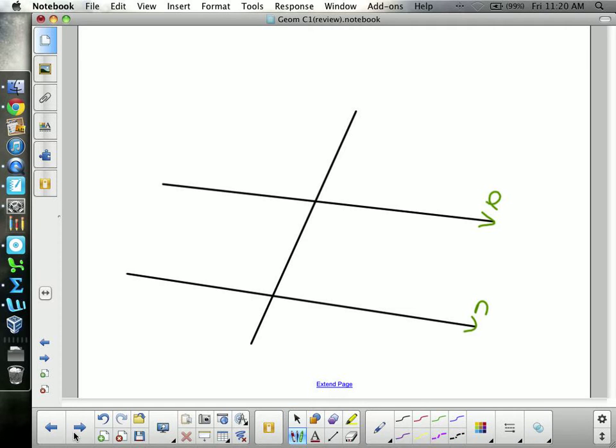I'm going to give you a couple of variable expressions. Set up an equation that would make L parallel to N. So those are the two. How are we going to set that up?